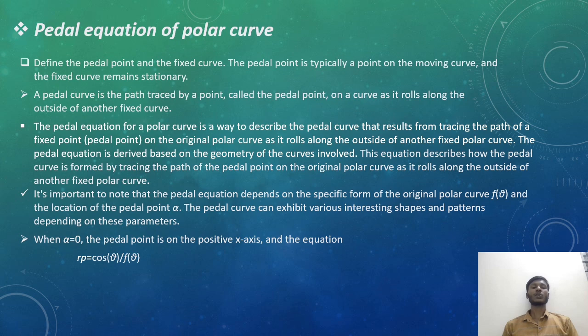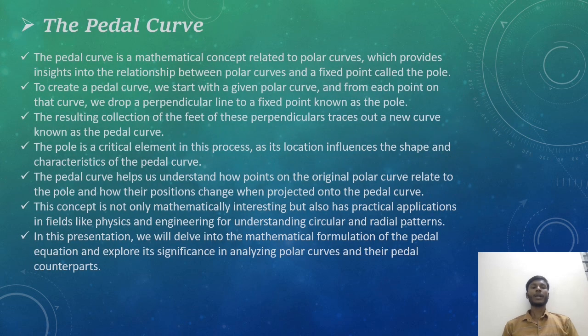When alpha is equal to 0, the pedal point is on the positive x-axis and the equation is Rp equals cos of theta by f of theta. The pedal curve. The pedal curve is a mathematical concept related to polar curves, which provides insights into the relationship between polar curves and a fixed point called the pole.